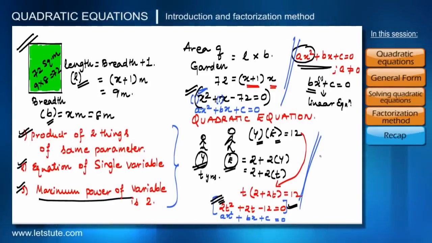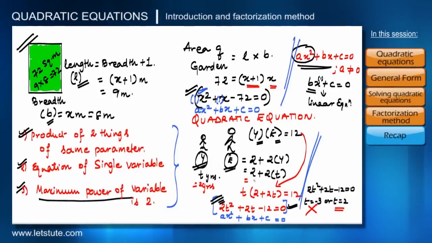Similarly, you can solve for the ages of the two brothers. You should get the value of t as -3 or t equals to 2. Since age cannot be negative, we neglect -3. So we take the value of t as 2. So therefore, the age of the younger brother is t years, that is 2 years, and the age of the elder brother is 2 plus 2 into 2, that is 6 years.